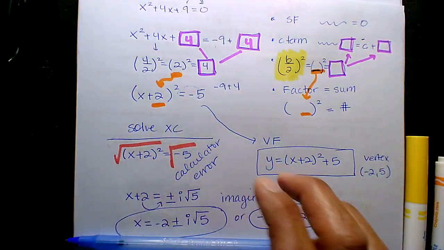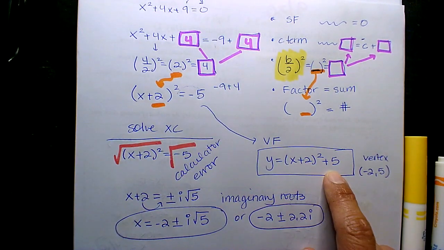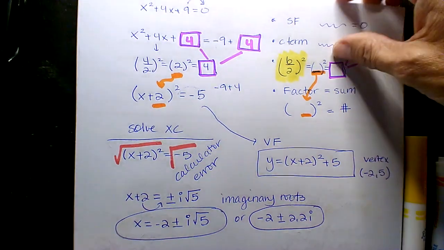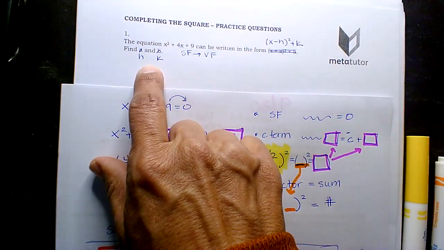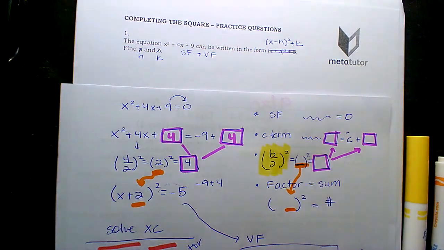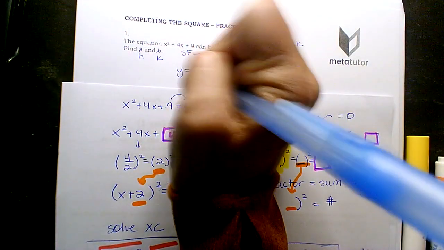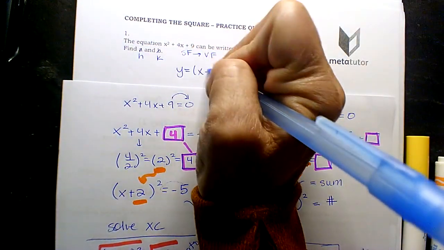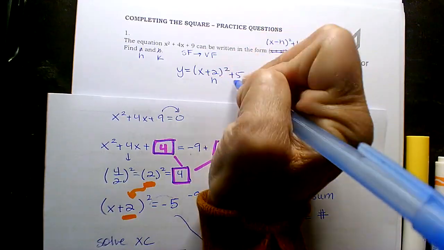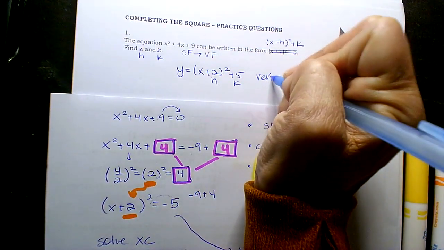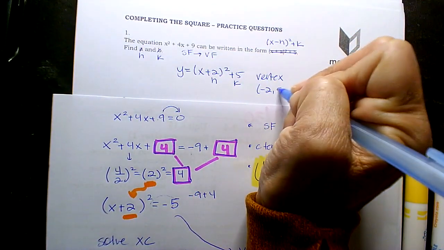And then one more question. How did you get the vertex then? Oh, opposite h follow k. So if we come back to your question, find h and k. But remember, you go opposite h follow k. So if I get this, then this is my hk, so my vertex is -2, 5.